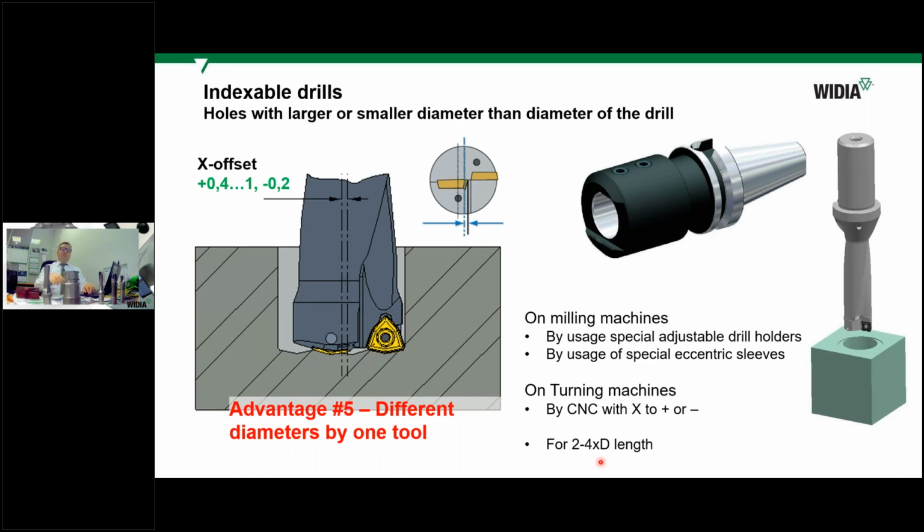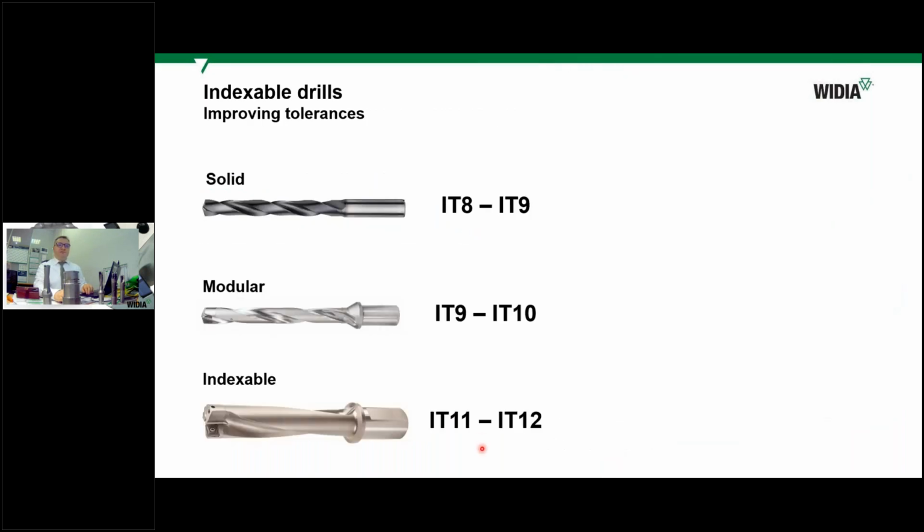Vibrations can appear with such a moved position of the drill from the axis. So it's advantage number 5, different diameters by one tool.